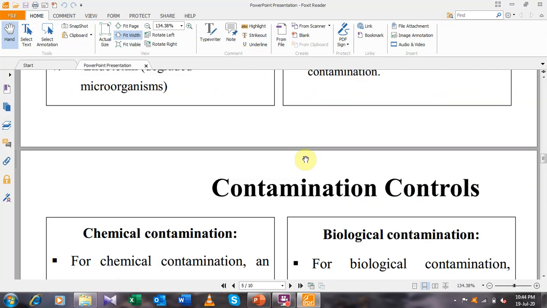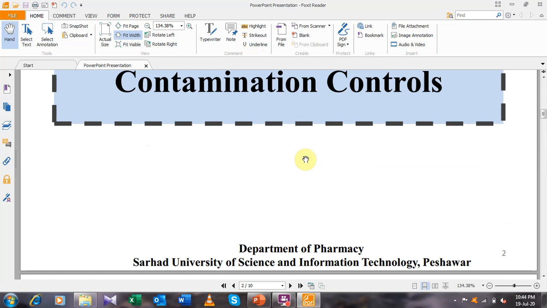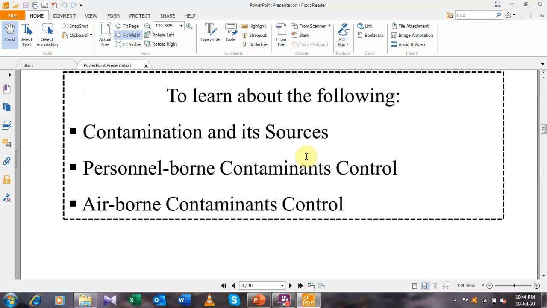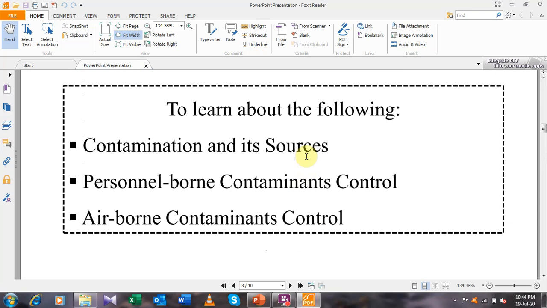In the 13th lecture, we have studied about the contamination control. There are mainly two different types of contamination, either the personal borne contaminants or the airborne contaminants. We have discussed in that particular lecture the contamination and its sources, and these two different types of contaminants, the personal borne or the airborne contaminant control, were discussed in detail.